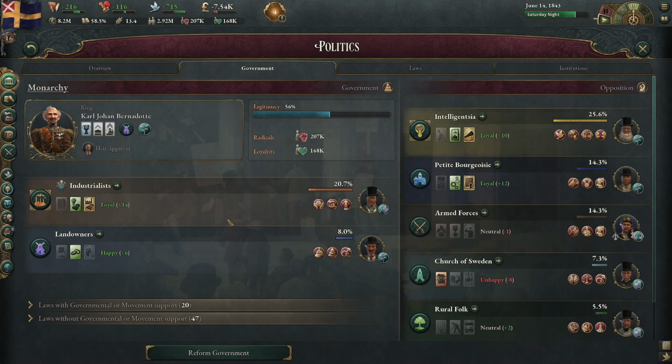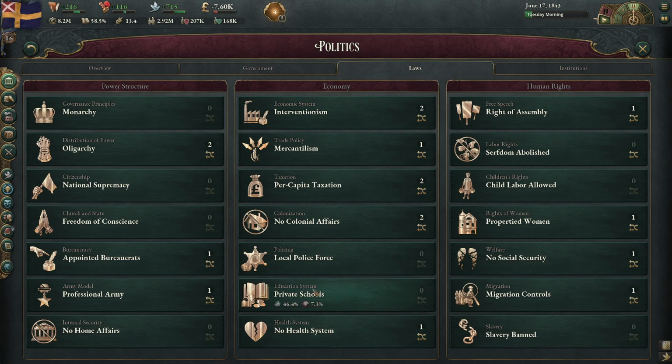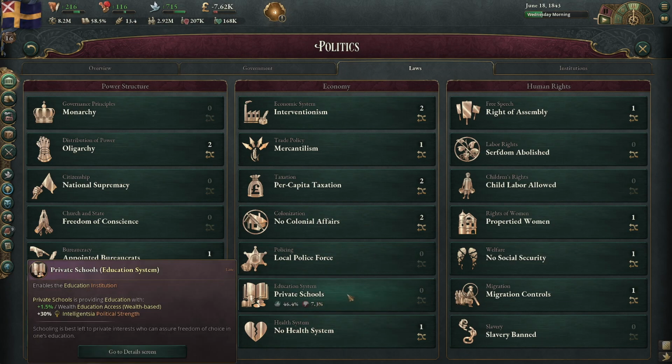And quite interestingly, if you watched the previous video, you'll be aware that we were trying to enable private schools. And quite literally, a couple of minutes after I stopped the video, this law actually triggered.